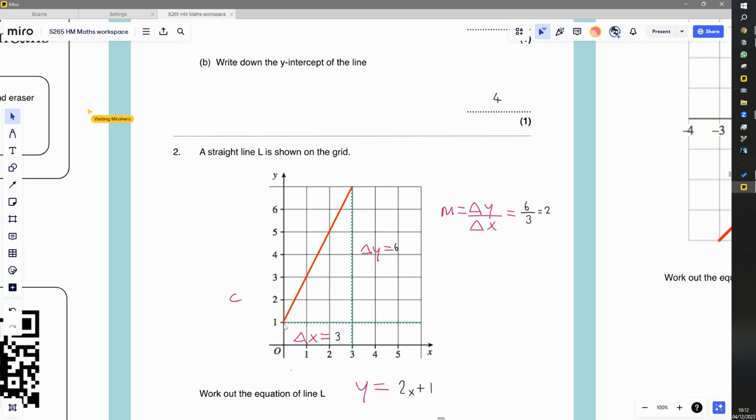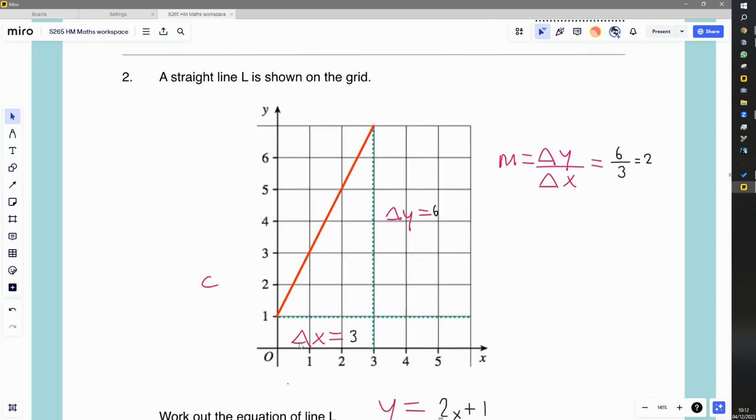So the x went from here to here, from 0 to 3. And these little triangles basically mean change in. So triangle x means change in x. Okay, so this little triangle means change in. And you do the same thing with the y. So y went from 1 all the way up to 7, so the change in y is 6.